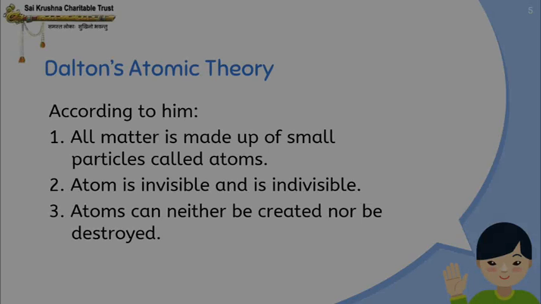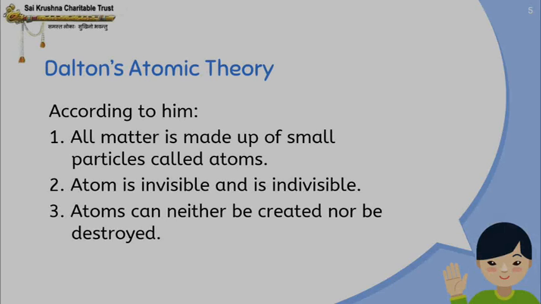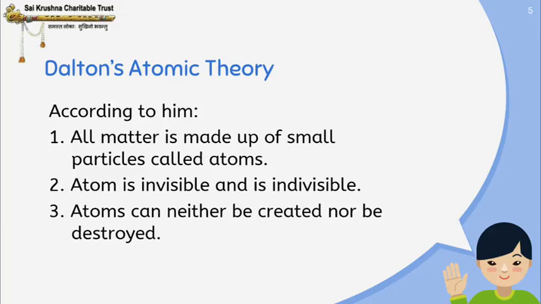So Dalton's atomic theory. According to Dalton, what were his observations? The first point is all matter is made up of small particles called atoms. We have already studied this, right children? All the matter is made up of small particles called atoms.